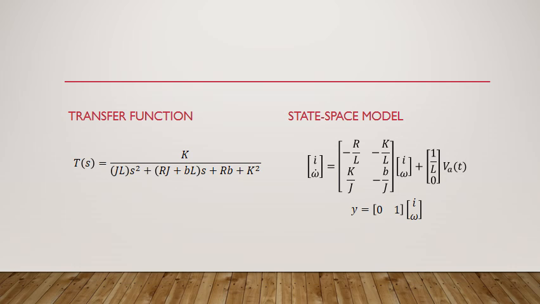Here are the transfer function and the state space model. The state space model comes from the system equations on the last slide. The state space model was actually used to determine the transfer function by using matrices. The equation is C times (sI minus A) to the negative 1 times B, and if you do that, that gives you your transfer function of K over JL s squared plus (RJ plus BL) times s plus (RB plus K squared).